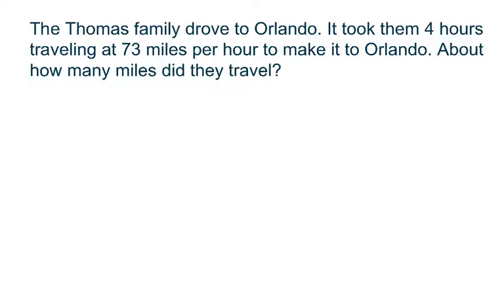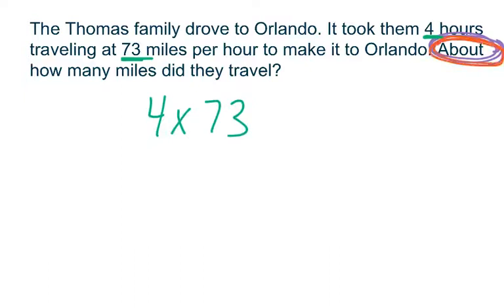Now I want us to pay close attention to the key word here, which is about. I don't want an actual product, I want an estimate. So it took them 4 hours at traveling 73 miles per hour. If I were to write out this problem, it would be 4 times 73. However, again, this word about sticks out, and it wants me to estimate my product. So that's what I'm going to do.